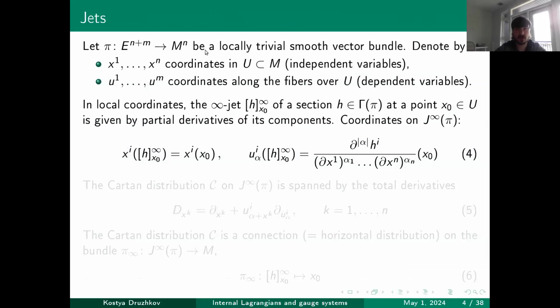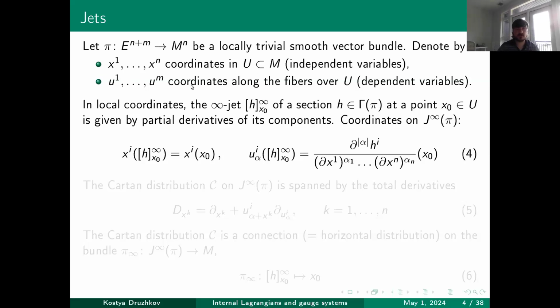Let pi be a locally trivial smooth vector bundle over an n-dimensional base M, and the rank of this vector bundle is m, with m-dimensional fibers. Denote by x1, etc., xn coordinates in some coordinate neighborhood on M, and we consider a coordinate neighborhood U such that our bundle becomes trivial over it. Denote by u1, etc., um coordinates along the fibers of pi over U. These u1, etc., um play the role of dependent variables.